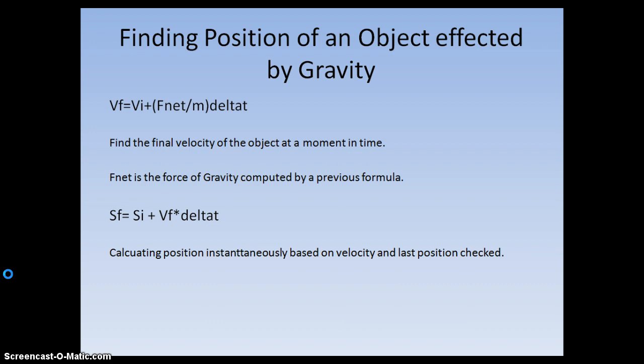So next we need to find the position of the object affected by gravity. How we're going to do this is first finding the velocity of the object, first at rest, and then increasing acceleration downward due to gravity. We will find this by having F net as the force of gravity that we will compute in a previous formula. And then we can use the velocity final to find the final position, which will tell us the acceleration and how fast and how far the object is being displaced from gravity.